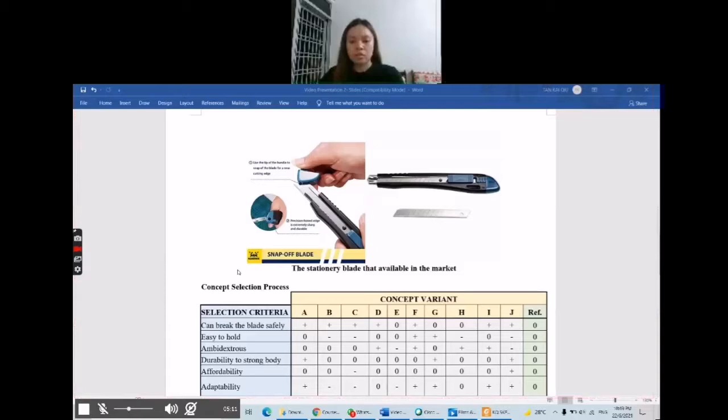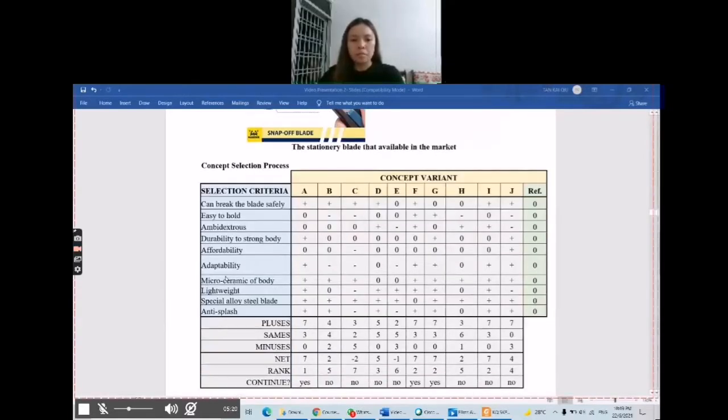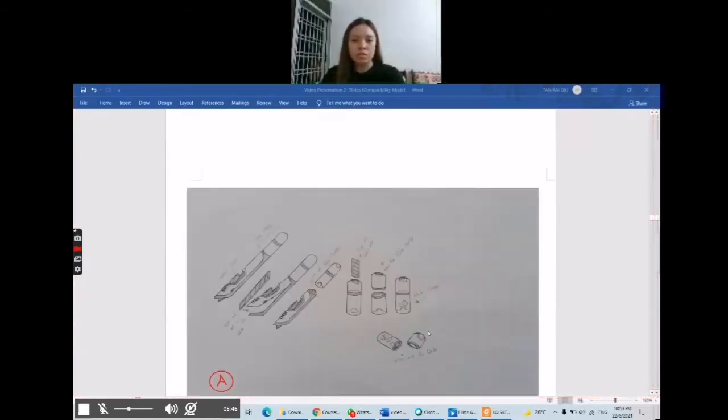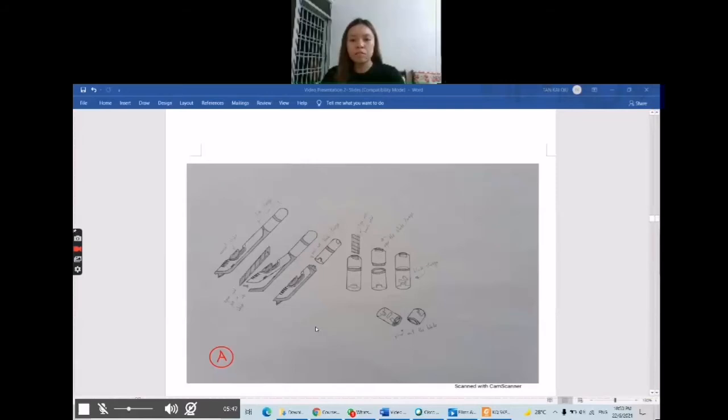Draw the selection criteria based on customer needs, and mark plus, same, minus, net, rank, and continue. Plus means better than the reference concept, same means equal to the reference concept, and minus means worse than the reference concept. The sketches are ranked according to the score. Finally, we concluded that sketches A, F, and G will continue to be further modified. So we use sketches A, F, and G as the main and combine some features of sketches I, D, and J for modification.